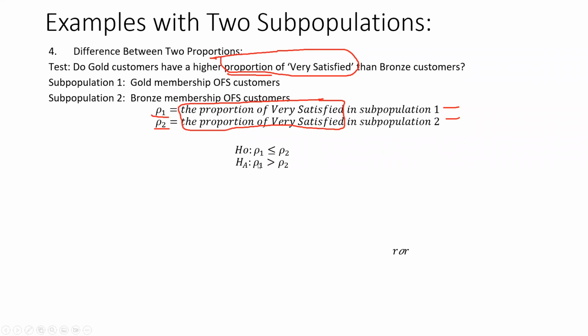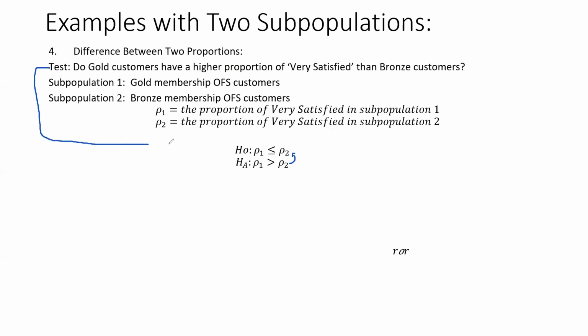So we're going to state, going back to the question, is test, do gold customers have a higher proportion? So right here we have this word higher. And that means that we are asking, is row 1 greater than row 2? This term right here, greater than, is coming from higher. Okay, so do the gold customers have a higher proportion of very satisfied? And then we're just going to use that, right? That was building the alternative.